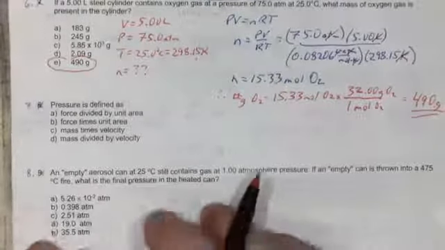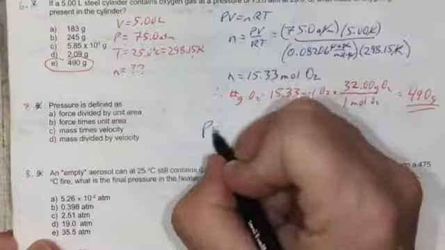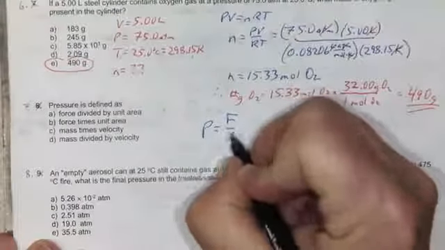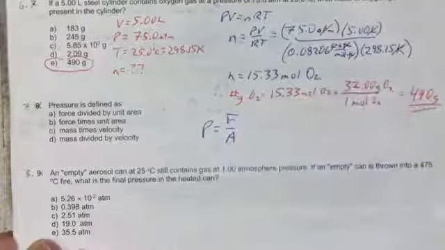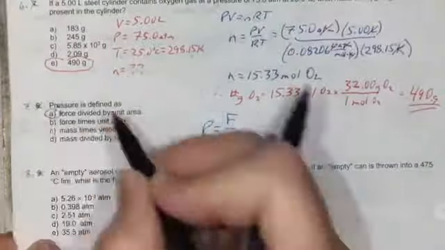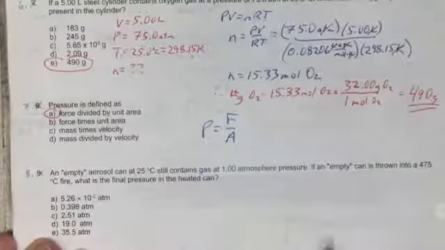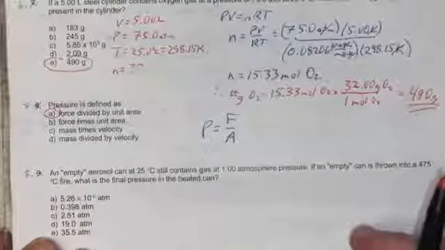The next question asks you what's the definition of pressure, and you need to know that pressure is defined as force per unit area. So force divided by unit area, so the correct answer is number 7. I've changed the numbers. This is now number 7. The correct answer is choice E.